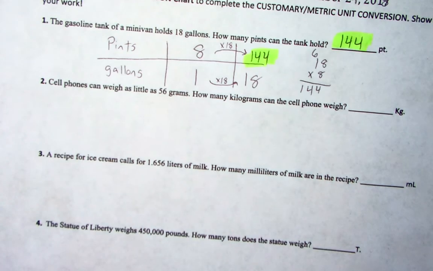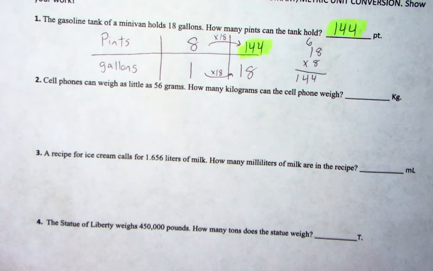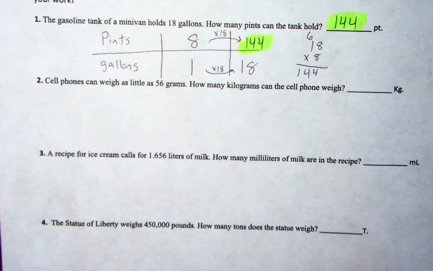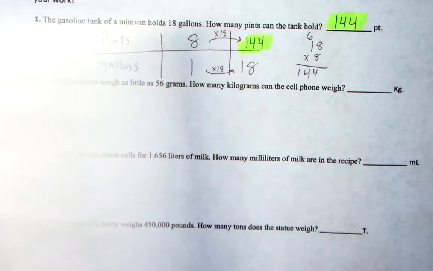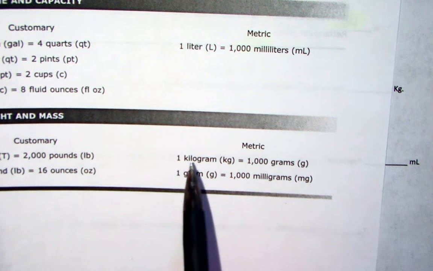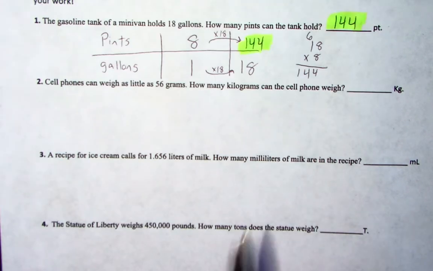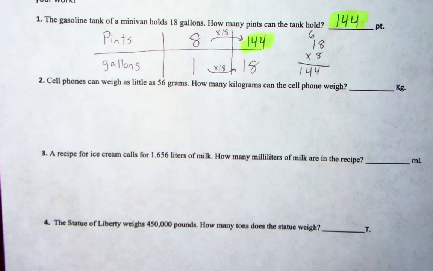Alright, number 2. Cell phones can weigh as little as 56 grams. How many kilograms can the cell phone weigh? So let's see here. We're talking about grams and kilograms. Well, here we are. 1 kilogram is 1,000 grams. Some of you are saying this problem looks very similar. That's because you've seen this problem before. Hint, hint. Might be on your test.